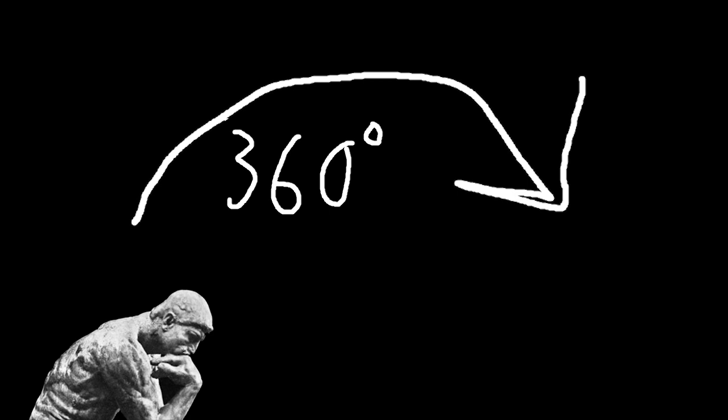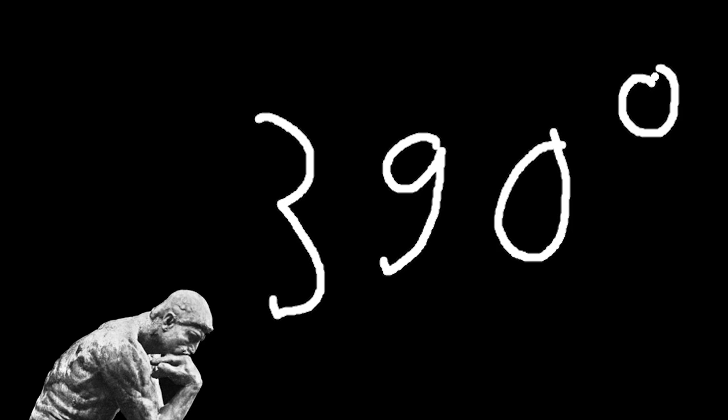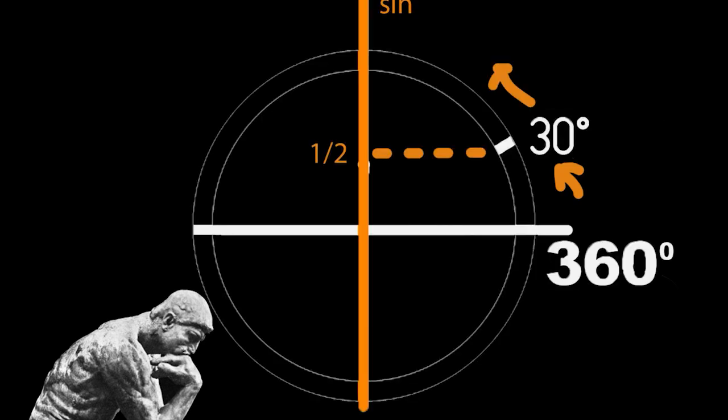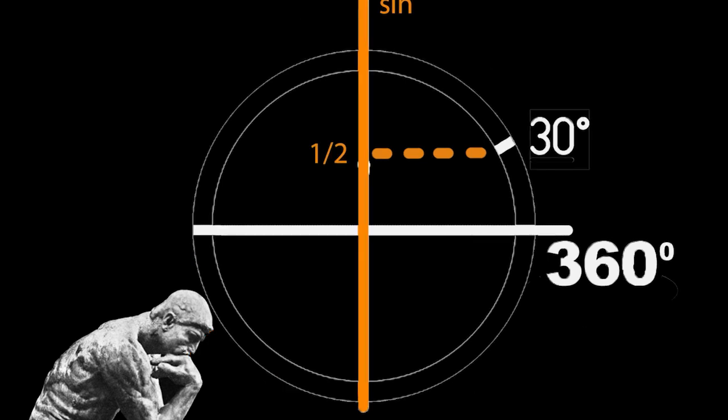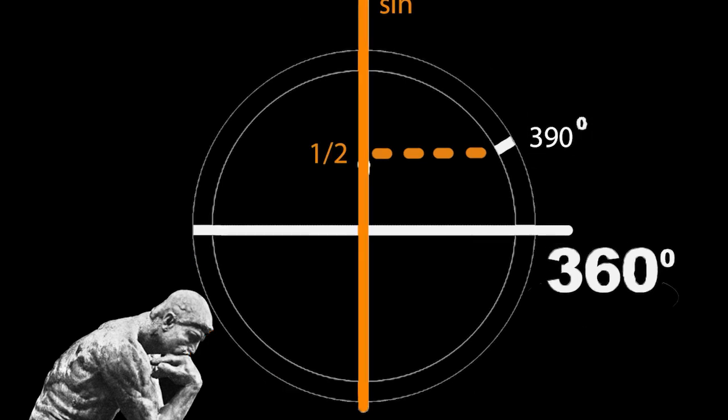What happens though if we go over 360 degrees? For example, what happens if we want to see the value of 390 degrees? Well, then we just go one whole lap around the circle and go back to 30 degrees. Fair enough. And the value of sine at 390 degrees is the same 1/2 as with 30 degrees.